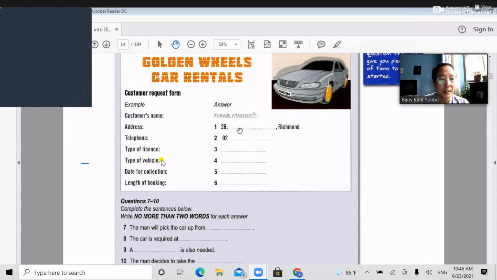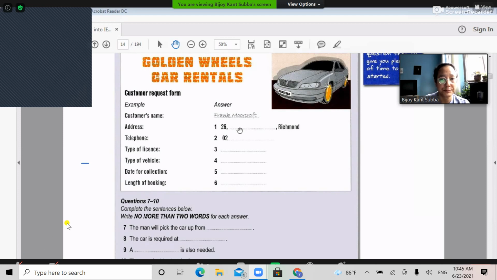Classroom. Separate, okay. We write it as one word. One word.